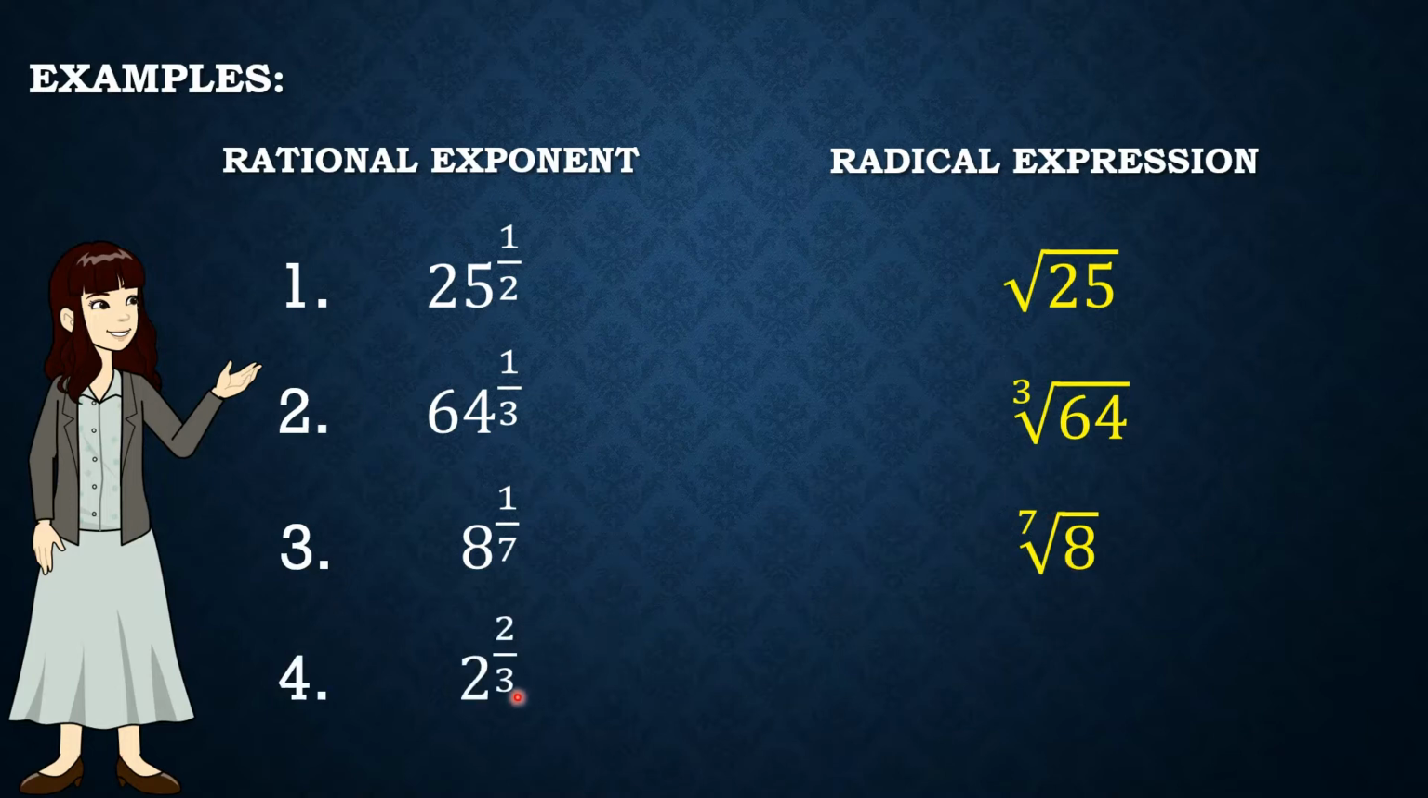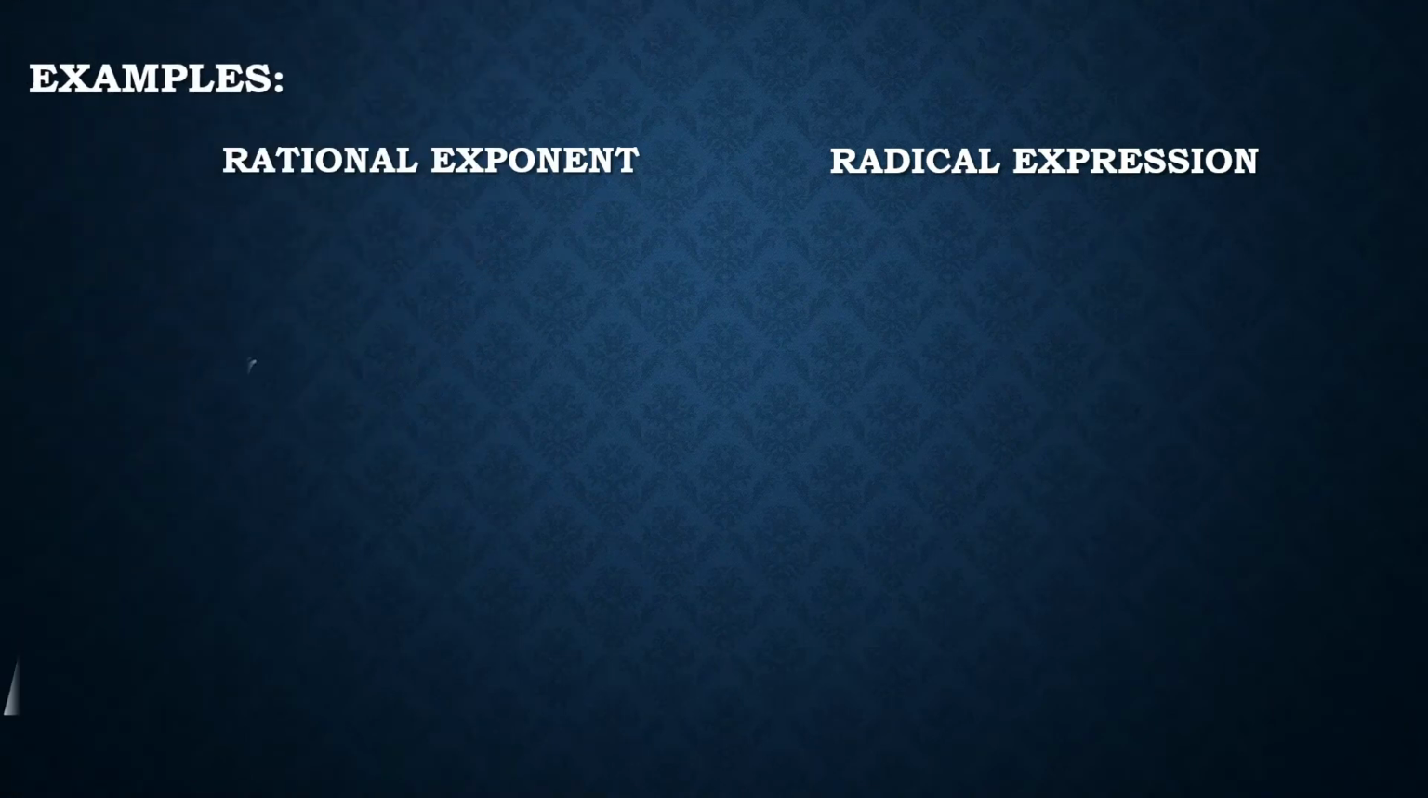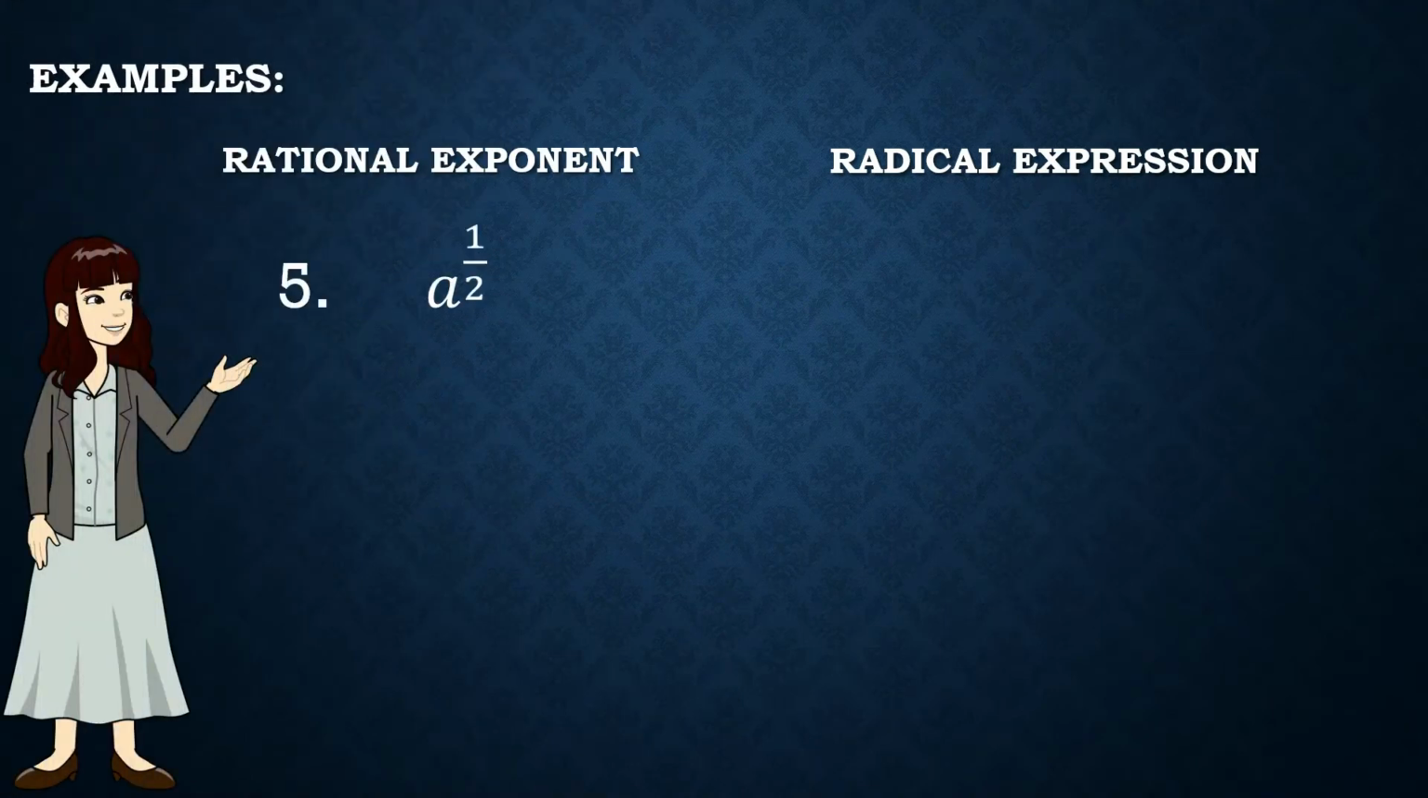Number 4, 2 raised to 2/3 is written as the cube root of 2 squared. 3 is the index, 2 is the exponent of the radicand, and 2 is the radicand. Next example, number 5. a raised to 1 half is the square root of a. Again, if no index appears in a radical, it is understood that the index is 2.